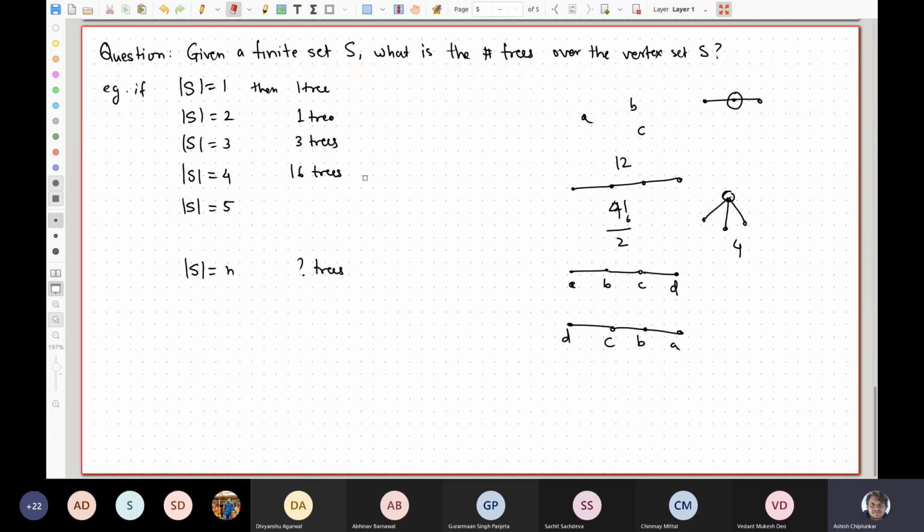Right, so what is the pattern? We'll look at all possible structures, the unlabeled trees. How many structures do you have? And then for each structure, we'll count the number of labelings that are possible. That's what we did for size of S equal to 4, and that's the plan for size of S equal to 5 also.